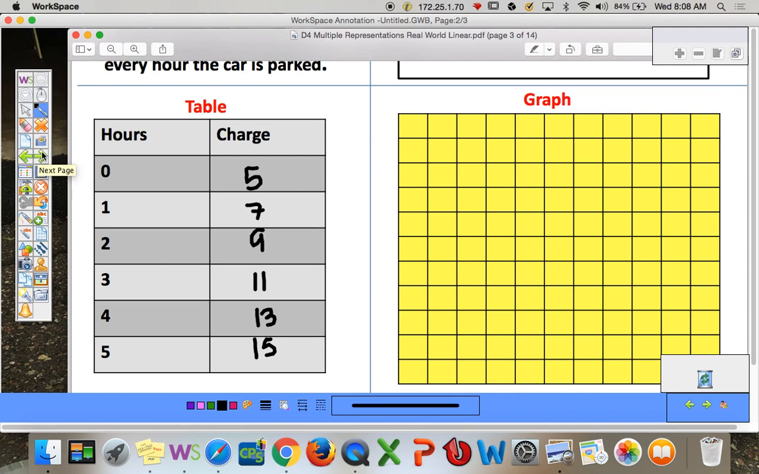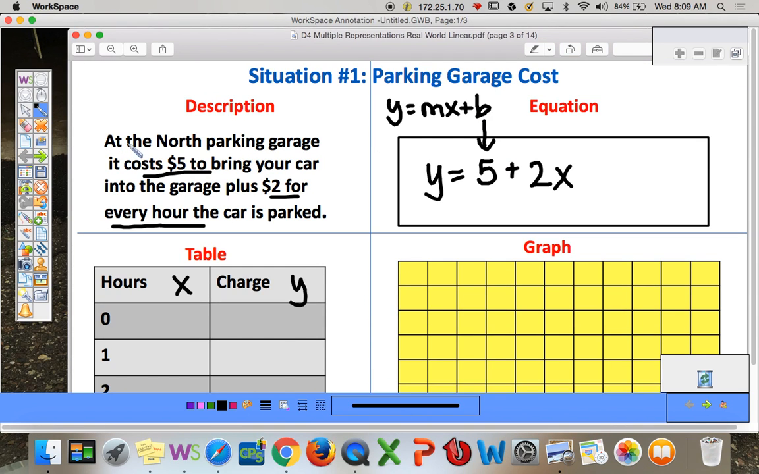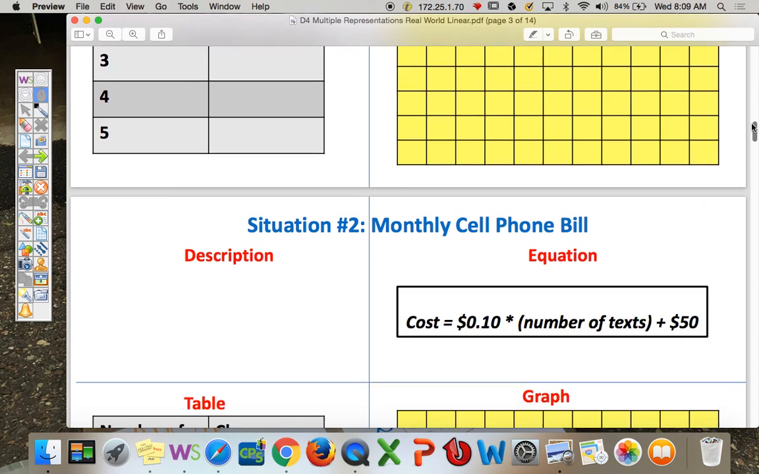Let's graph so we can see for 0, it's $5. For 1 hour, it's $2 more, 7. For 2 hours, it's 9. For 3 hours, it's 11. For 4 hours, it's 13. And for 5 hours, it's 15. So we can see what this looks like right here. And we've gone from our words to our equation to our table and our graph, and that's what we're practicing today. Let's take a look at the next situation.